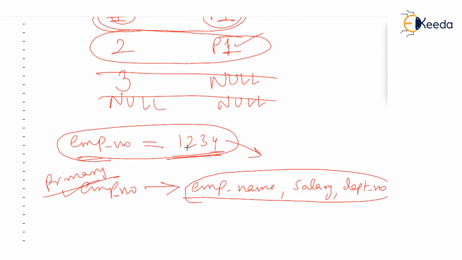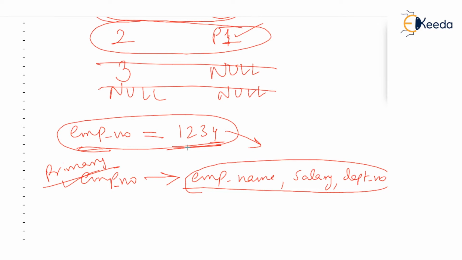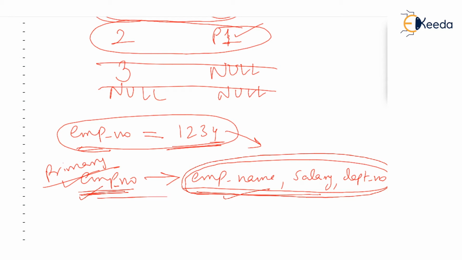Now, this arrow notation, which I have shown, is read as employee number determines all these attributes. You can see that a primary key can determine all the attributes of the table. So suppose this employee table had 18 attributes, 18 columns. Then giving only employee number will identify all the attributes. This type of notation that I have written is known as functional dependency. It's called functional dependency.